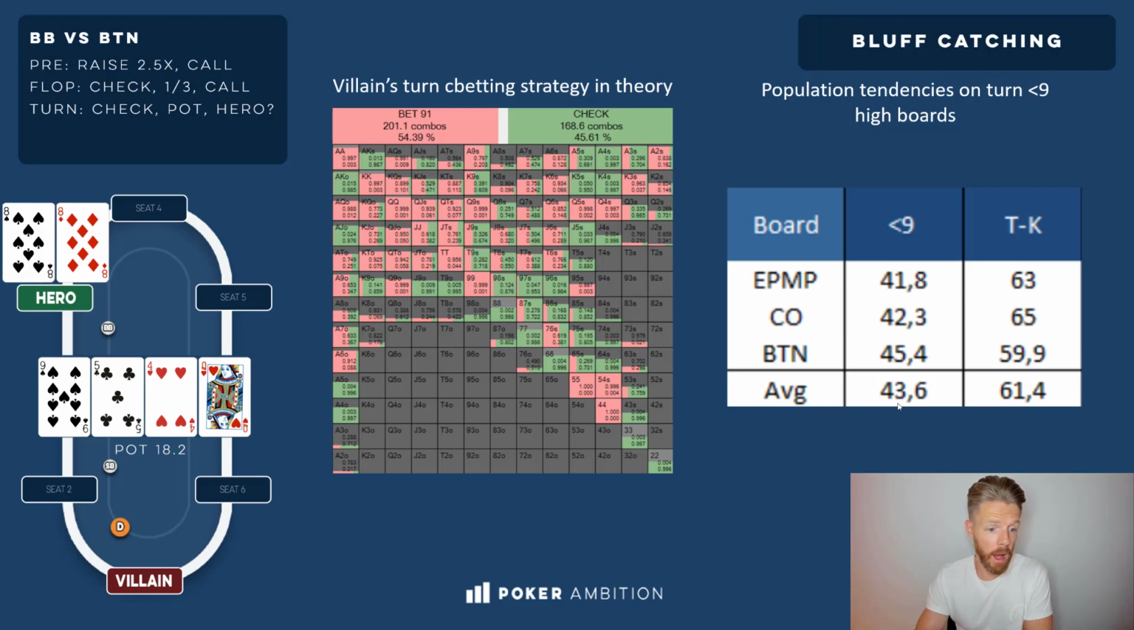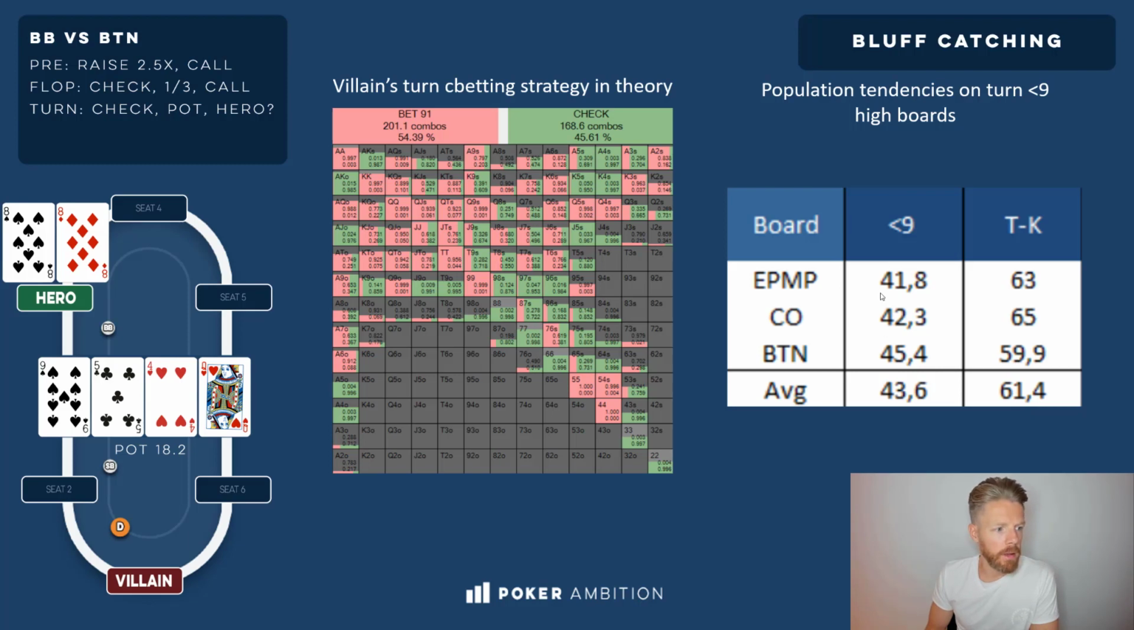Also, like I said, how would you approach this spot? Well, I would barrel it at quite a high frequency, which also shows in the data. So we have 61.4 on average. We do see that on EP, MP and the cutoff, barrel frequency is a bit higher on the button, but still we're close to 60, and GTO here is at 54. So we can make the argument that on this exact board, with all the draws being present and a high card on the turn, the c-betting strategy is definitely going to reach 60 and probably even go over it.